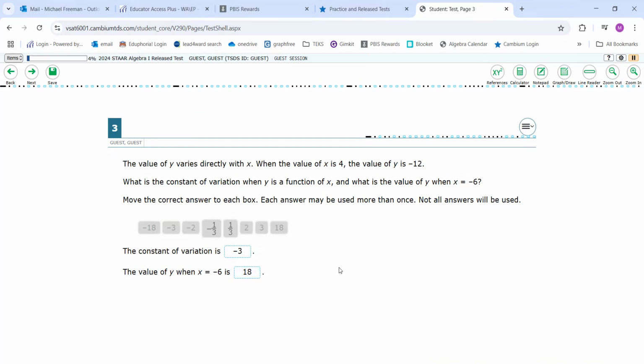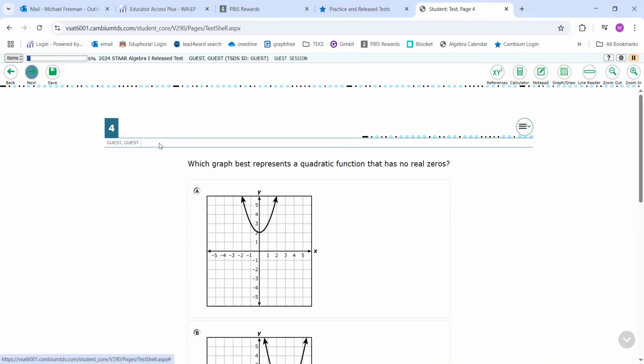Some of us probably could have just assumed, all right, what did I multiply here? I had to multiply this by negative 3, so that's my constant of variation. And then negative 6 times negative 3 is positive 18. Since we had to answer two parts, this question actually counted for two problems. That one was a little more difficult, so it's not a question we see all the time, but hopefully we could have gotten that one.